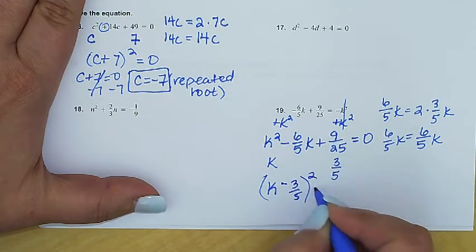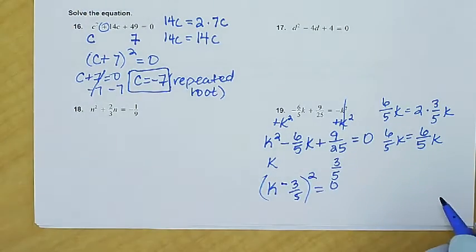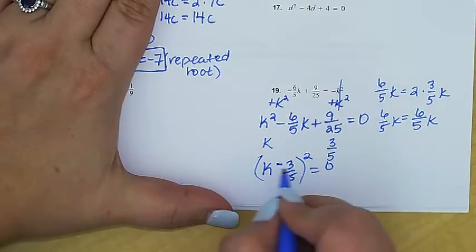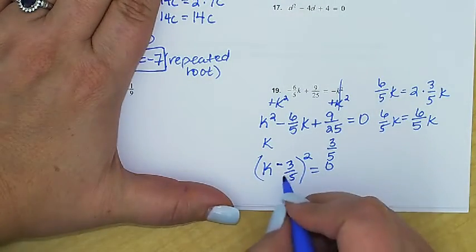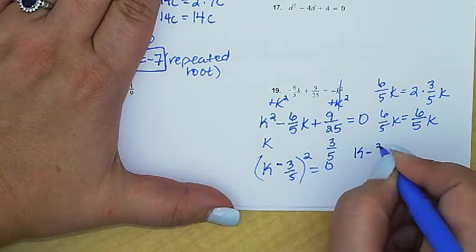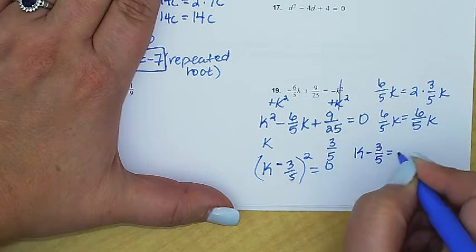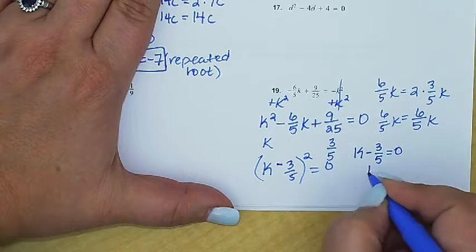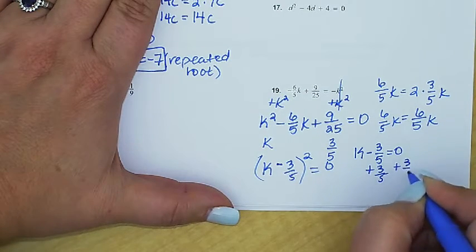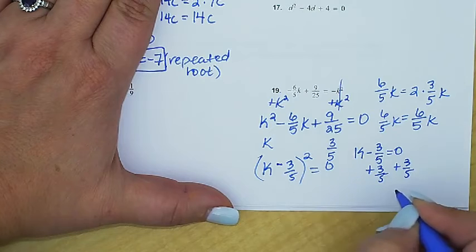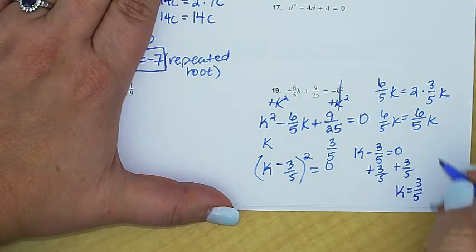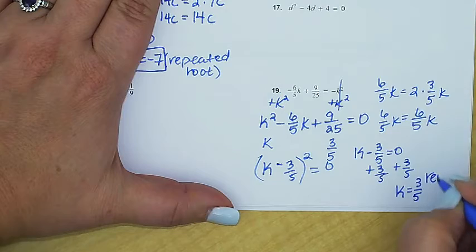And we have 2 identical factors equal to 0. And then all we have to do is set that particular binomial equal to 0. Since it's the same times itself, we only have to solve it once and then just say that it is a repeated root. So we'll set this equal to 0. To solve it, we'll just add that fraction. So k ends up being equal to 3/5, and it is a repeated root.